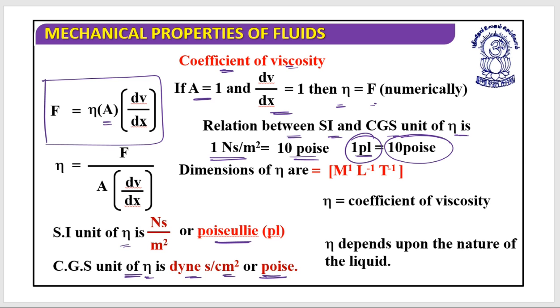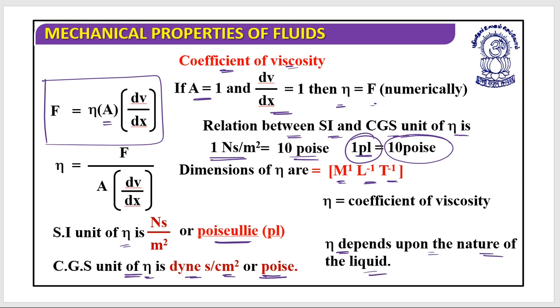The dimensions of the coefficient of viscosity are M^1 L^-1 T^-1. And eta, this coefficient of viscosity, depends upon the nature of the fluid. So it is a material property. It varies from material to material. I hope this is clear.